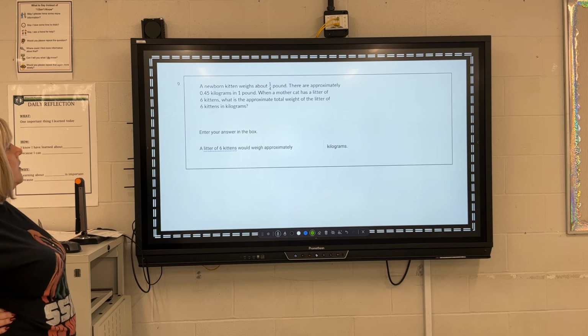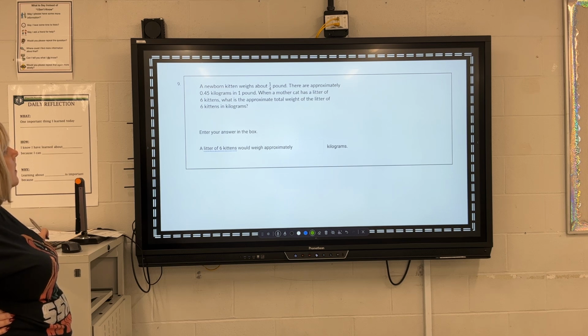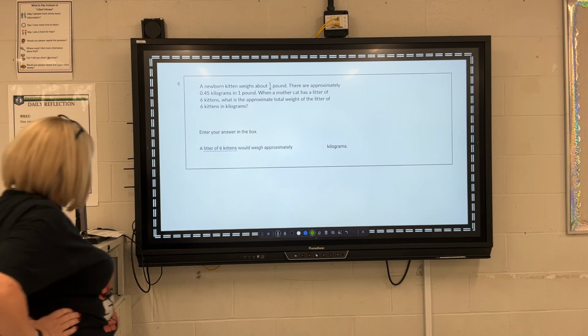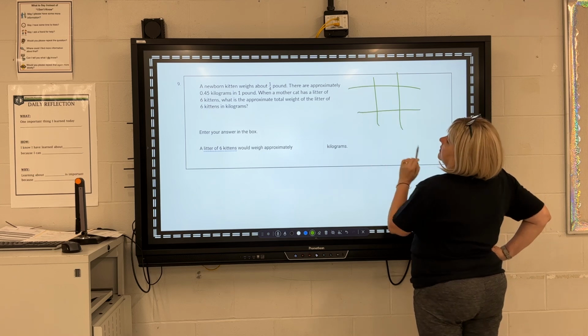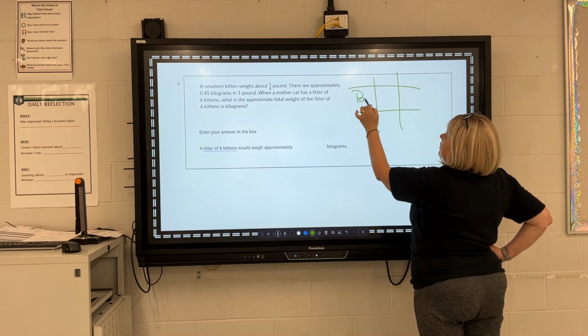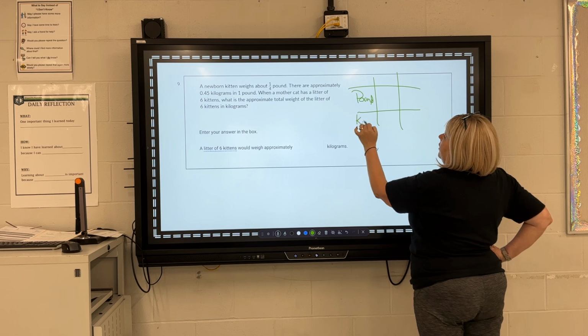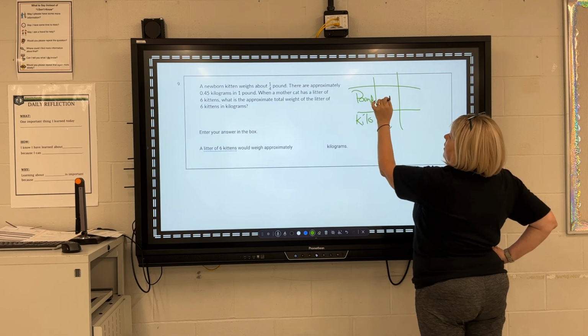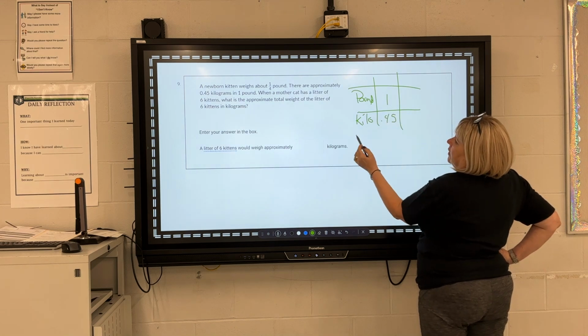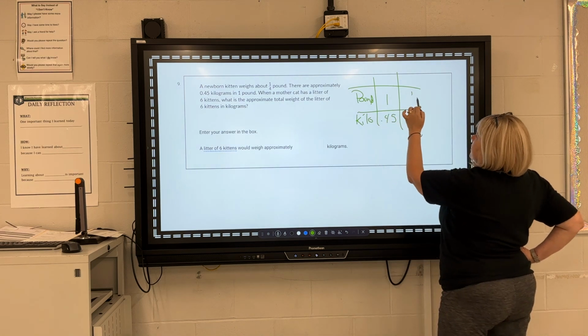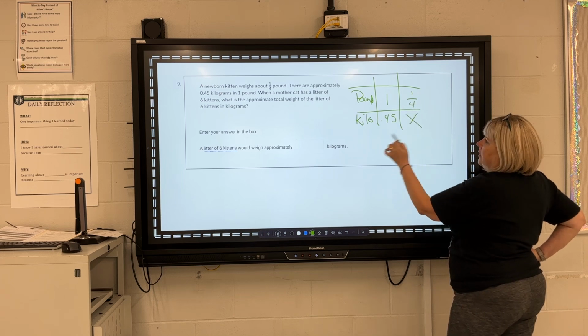Number 9. A newborn kitten weighs about 1/4 pound. There are approximately 0.45 kilograms in 1 pound. When the other cat has a litter of 6 kittens, what's the approximate total weight of the litter of 6 kittens in kilograms? So what we're going to do, 2 steps, we got pounds and we got kilograms. So we got 1 pound is 0.45, and 1 kitten is 1/4 pound. We want to know how many kilograms that is.